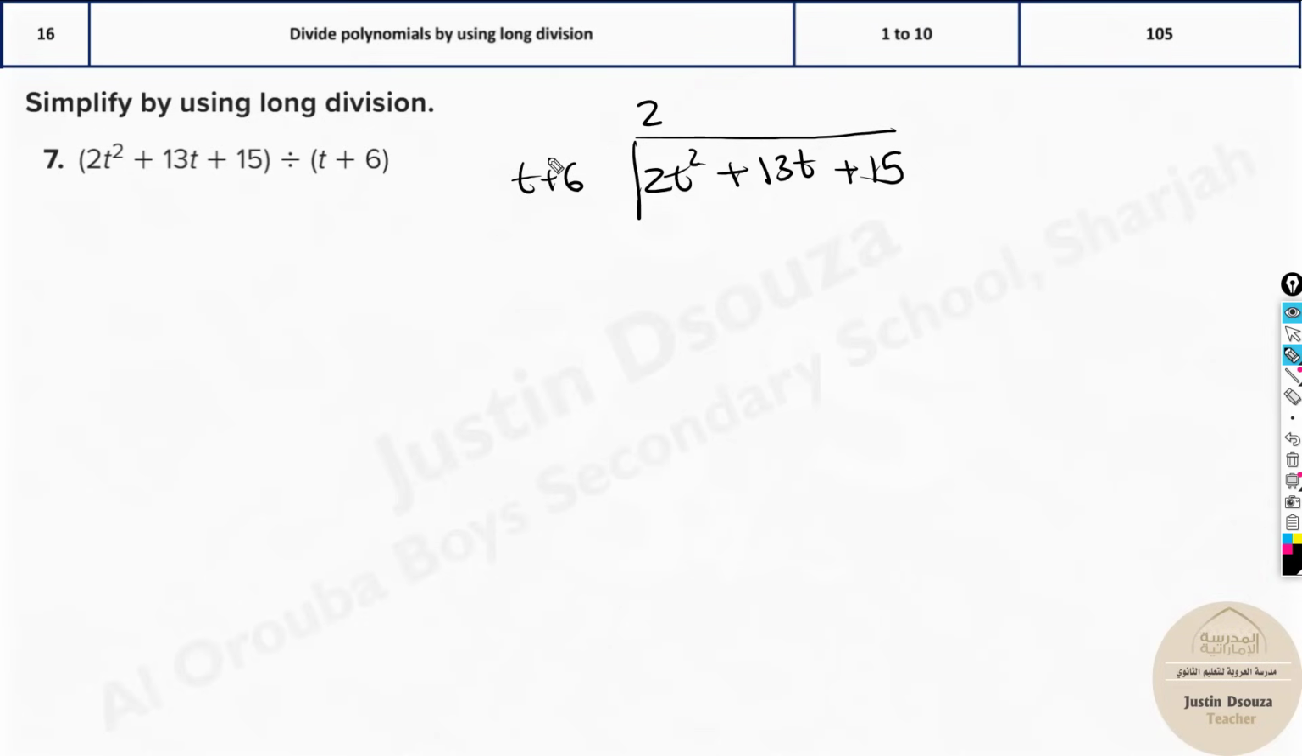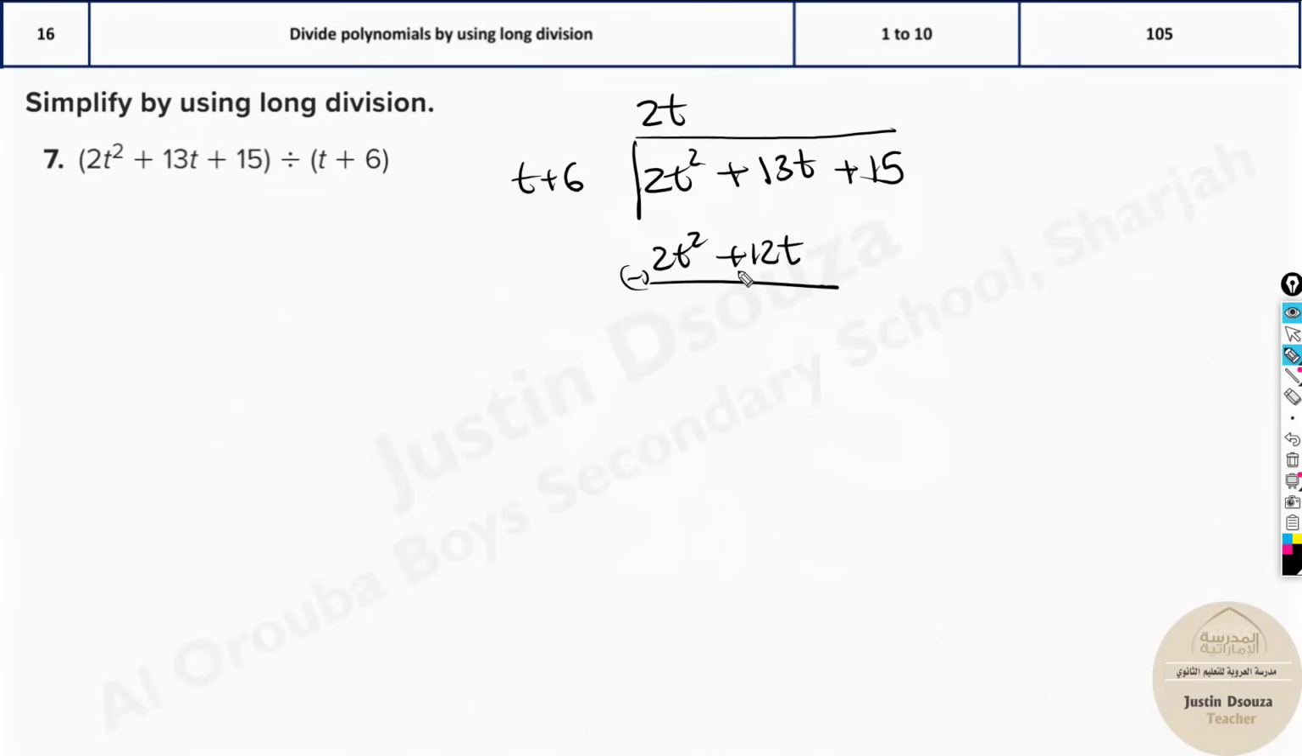So I have to multiply 2 no matter what. But 2 times t is just 2t. I need t squared, so I have to multiply t with 2t. So t times 2t is 2t squared, or you just do 2t squared divided by t, you get this. And what about the next term? 6 times 2 is plus 12t.